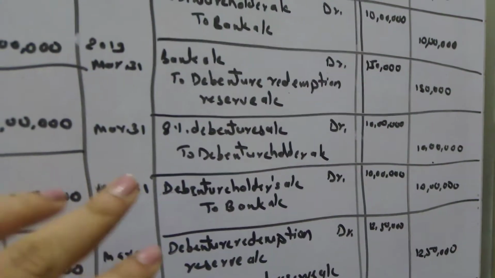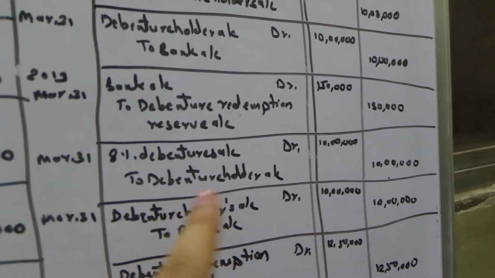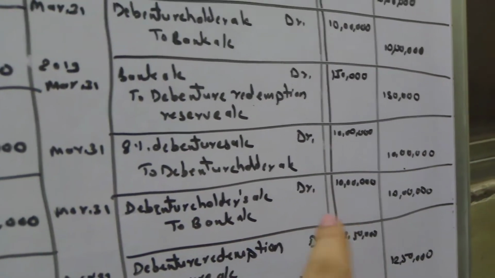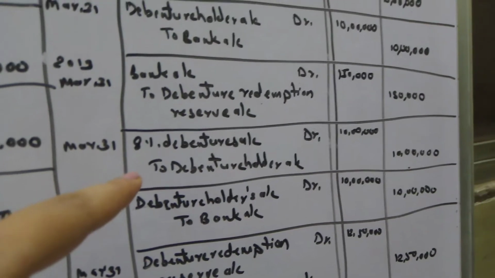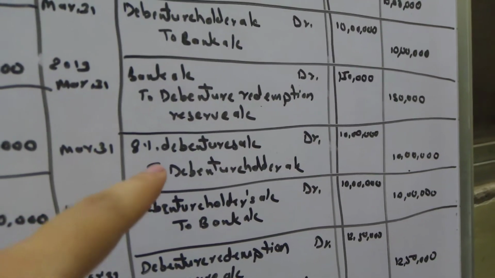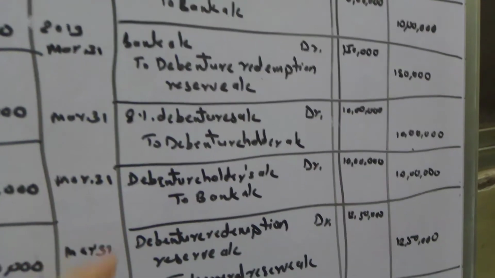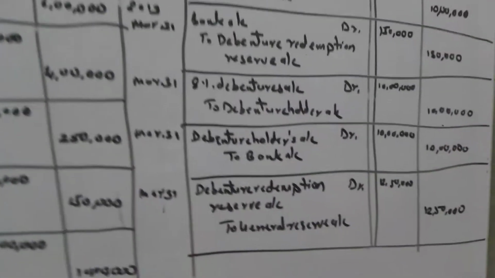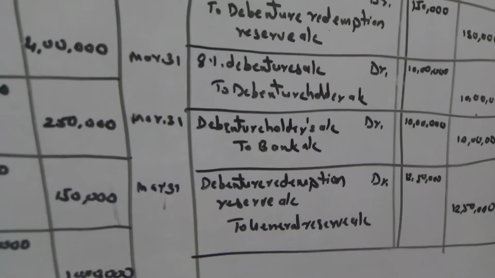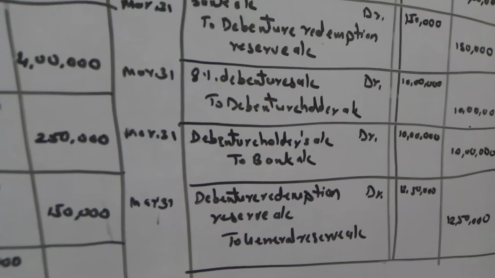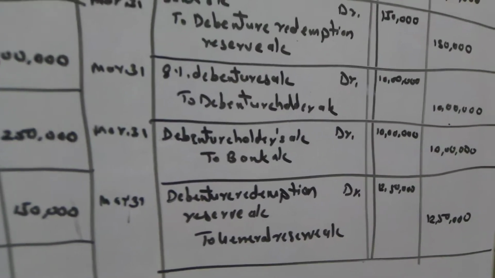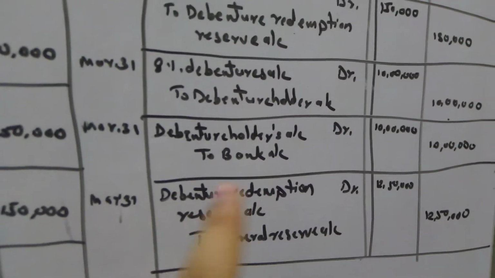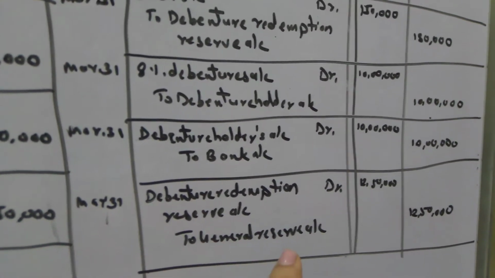Again these two entries will be similar. 8% debentures account debited to debenture holders account 10 lakhs, debenture holders account debited to bank account, it is paid off. Here your narration will be debentures for redemption due. Here the payment has been made. And the last entry on 31st March in the fifth year in the ending, you have to transfer the balance amount of debenture redemption reserve account into general reserve account. This is also part of a rule which is already mentioned, right? So debenture redemption reserve account debited to general reserve.